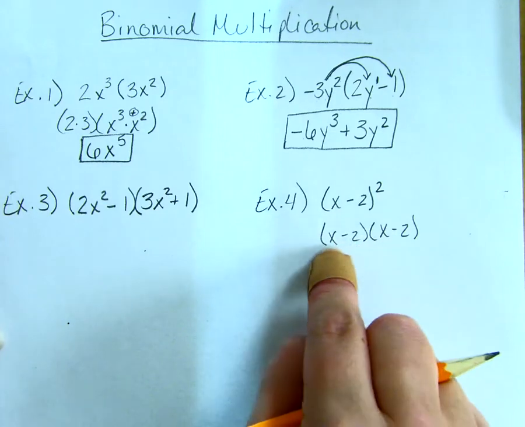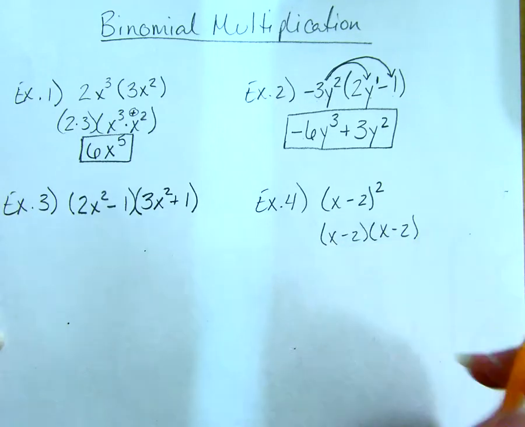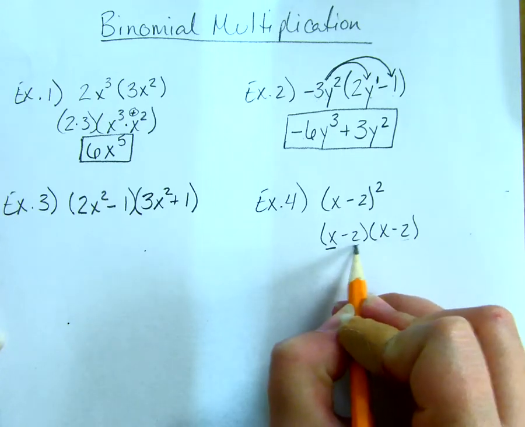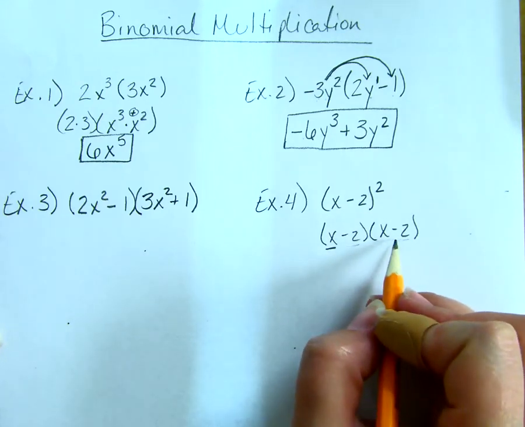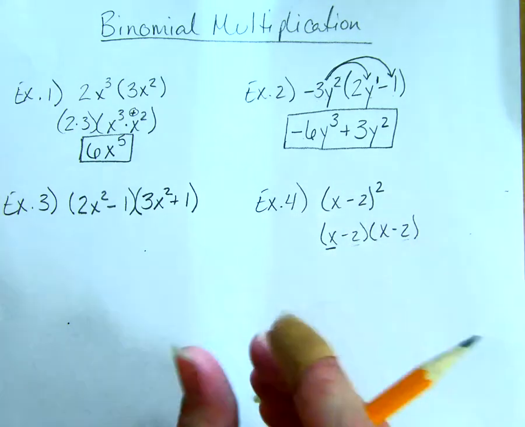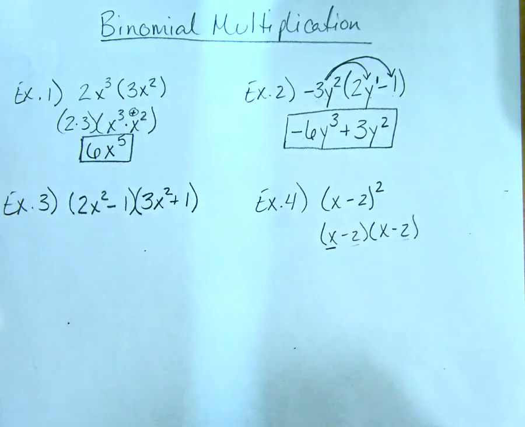X minus 2 times x minus 2 says I have to multiply this first number times both of these numbers and then this second number times both of these numbers. There are two ways I can show you to do this. I'm going to start by showing you with arrows, and then I'll go back and I'll show you another way where we break it up into separate pieces. Or actually backwards. We're going to break it up first, then I'll show you with the arrows.